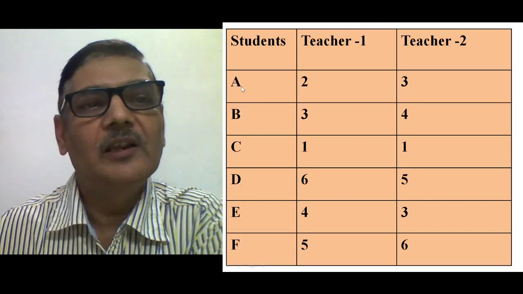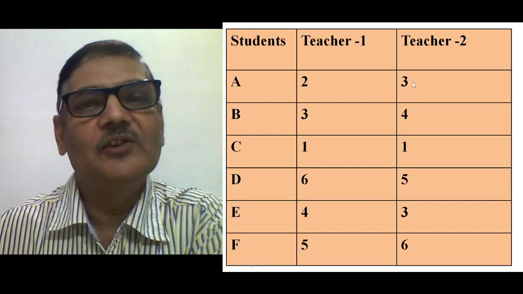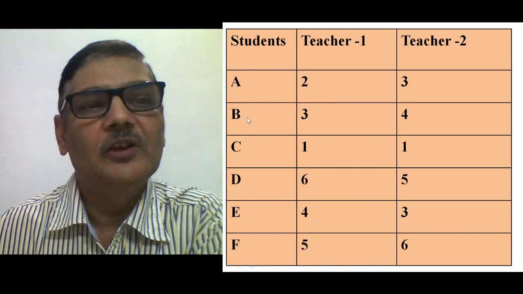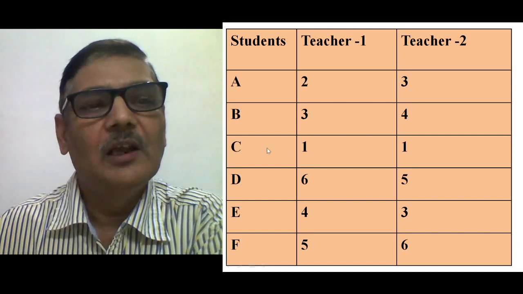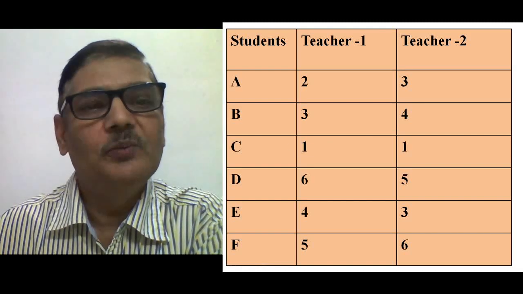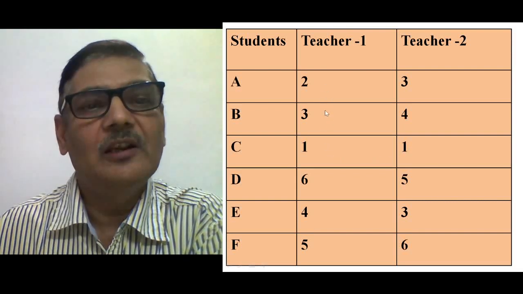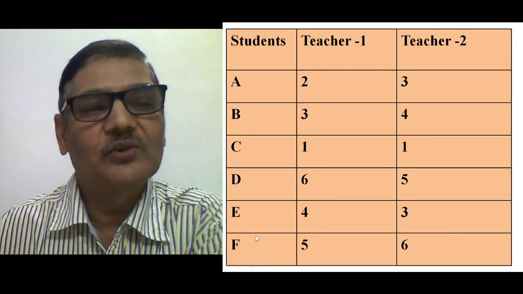Like student A is ranked 2, but the same student is ranked 3 by teacher 2. Then teacher 1 ranks student B as 3, while the other one ranks that student as 4. Then the third student C is ranked 1 by teacher 1, and is also ranked 1 by teacher 2. So this is the ranking pattern of teacher 1 and teacher 2 for these 6 students.